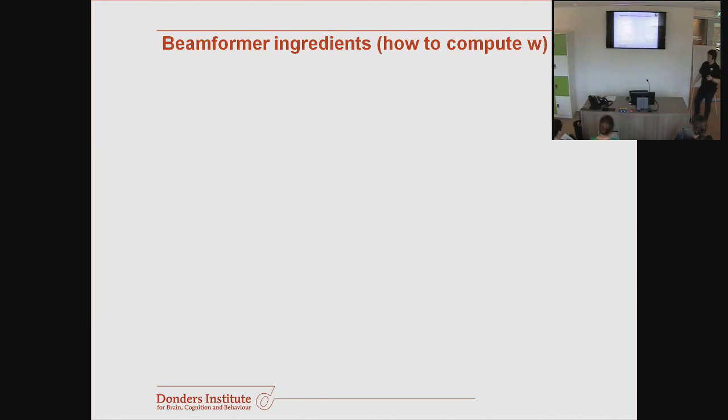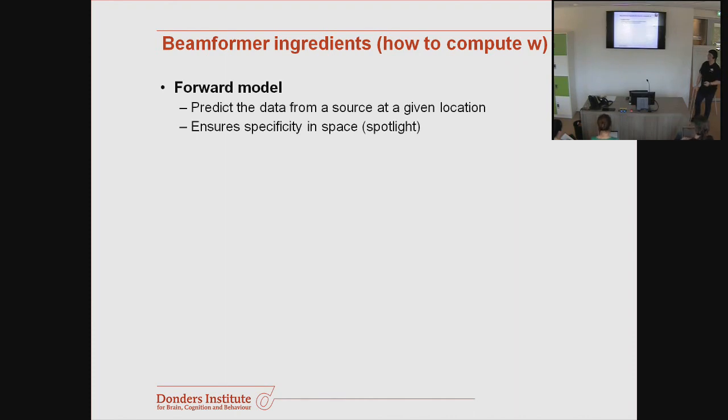So the next question is, what is a W? How am I going to compute this? I need some weights in order to go from my measured data down to the sources. So we are going to compute that using a forward model first, where you basically ask the question, how is a source visible on the sensors? So you make a prediction: what is the data given a source at a particular location? Having a good forward model ensures that you have some specificity. So you're going to have a beam spotlight on a particular location based on your forward model.